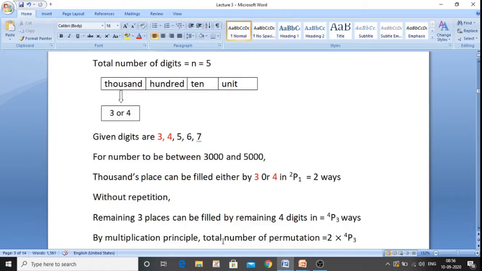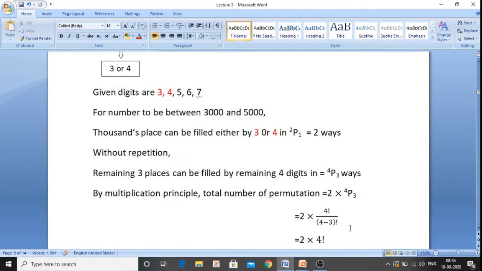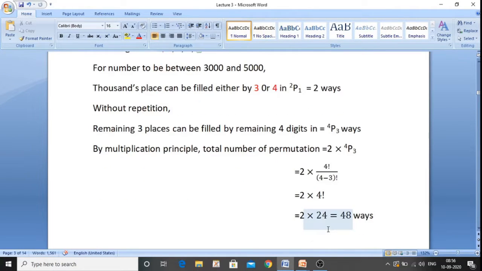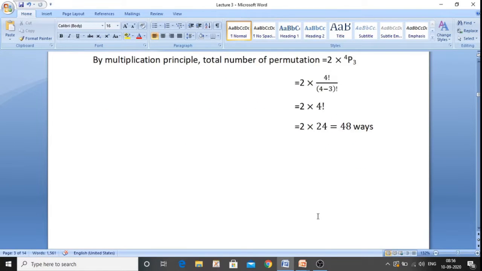And therefore, by the multiplication principle, the total number of permutations is equal to 2 into 4P3. 2 as it is, and 4P3 is nothing but 4 factorial upon 4 minus 3 factorial, that is 1 factorial. So that is 4 factorial, and 4 factorial is nothing but 24. So 2 into 24 is equal to 48 ways how we can fill the number which lies in between 3000 and 5000.